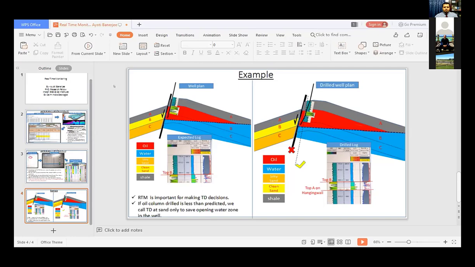So we could identify this problem in time, do a sidetrack, and go back to our formation again. This was one of the most important real-time challenges that I faced during my tenure at that oil and gas company. Also, sometimes real-time monitoring is important for taking TD decisions. If the oil column drilled is less than predicted, then we will TD at the sand only, safe from opening the water zone.